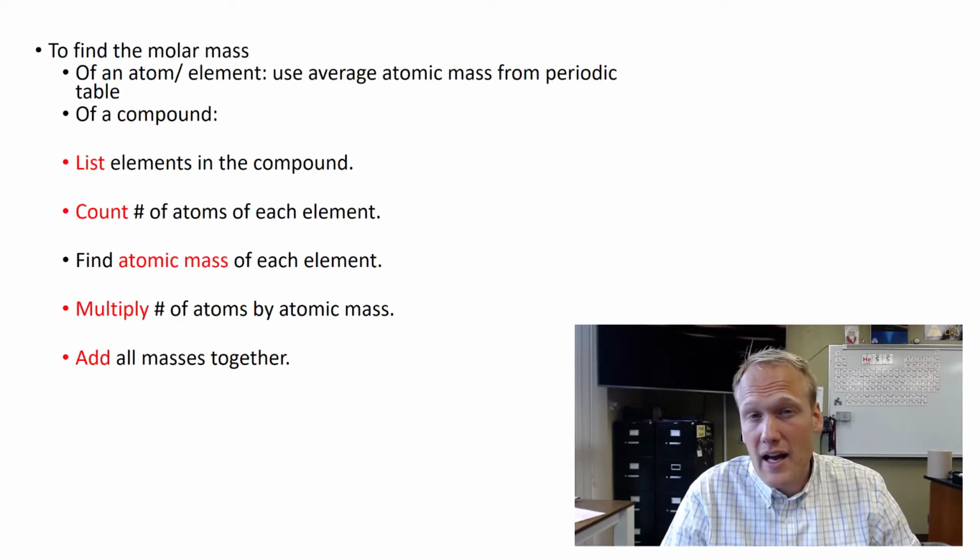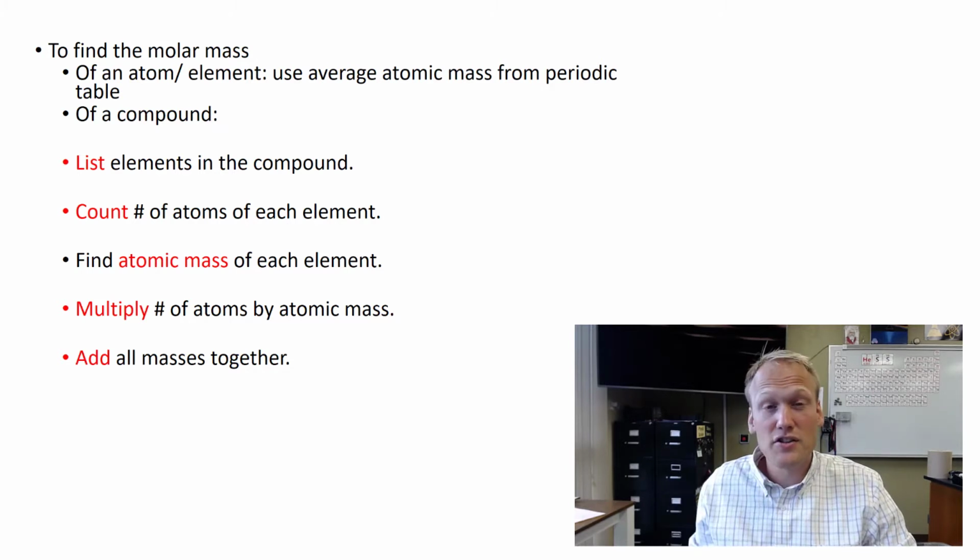Just a quick review on how to find the formula mass or the molar mass. You're going to list your elements, count how many atoms of each element, and then look at the atomic masses on the periodic table, multiply by how many you have, and add them all up. That should give you the molar mass.